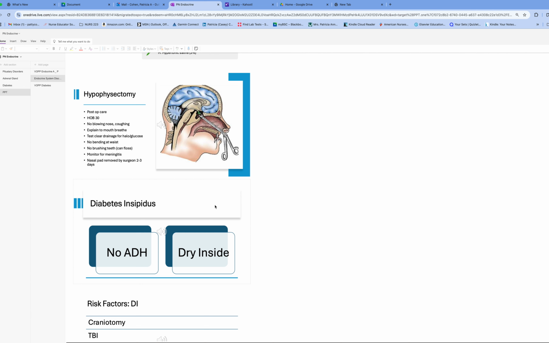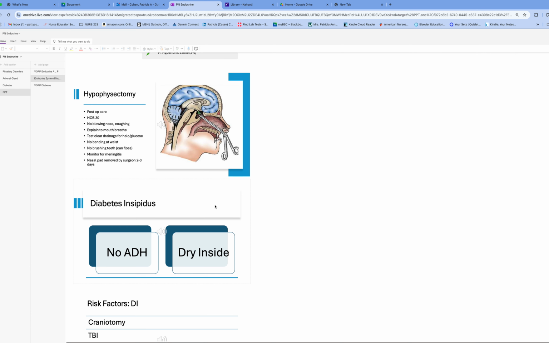No bending at the waist, no brushing their teeth because that can increase intracranial pressure. They can floss their teeth. Monitor for meningitis, so that would be a fever, nuchal rigidity, and the nasal pad is removed by the surgeon in 2 to 3 days. People that have hypophysectomies are going to need hormone replacement for the rest of their lives.